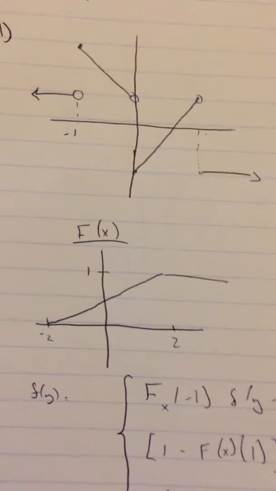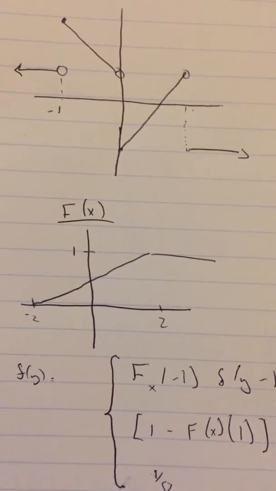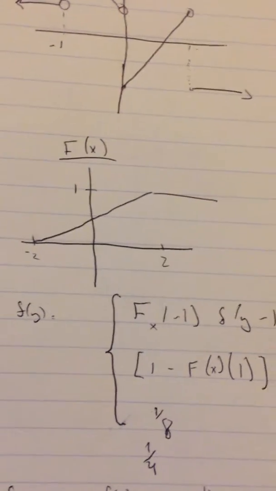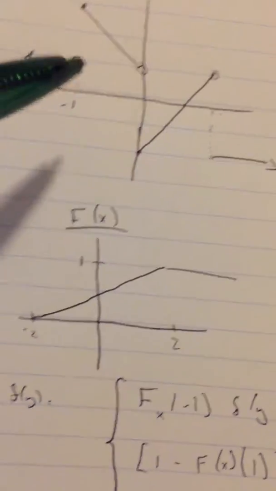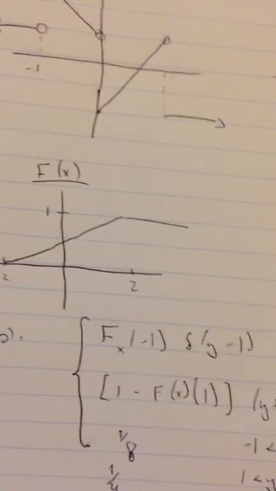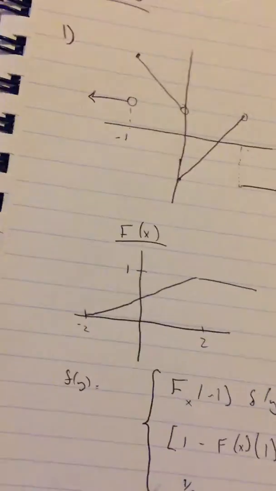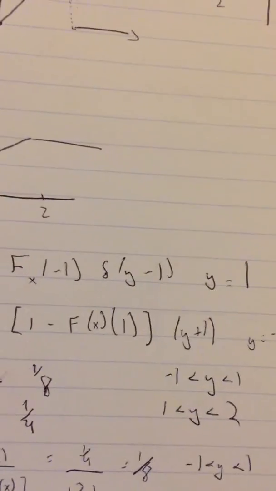And then we're told that we need to find and draw f of y. So to find f of y, we can see that there are impulses at -1 and at 1. So we just figure out what these impulses are. For y equals 1, it's F of x at -1, impulse y minus 1, and then for y equals -1, it's 1 minus F of x at 1, impulse y plus 1.